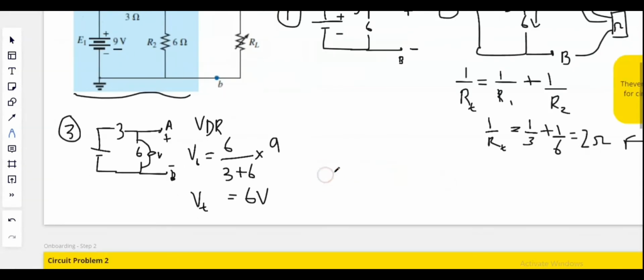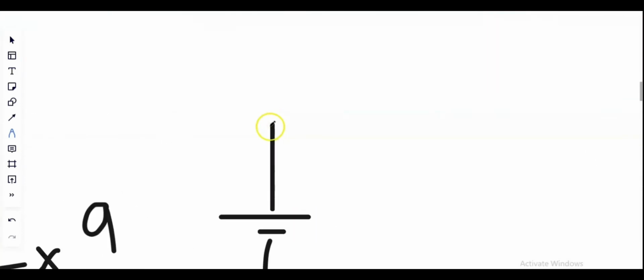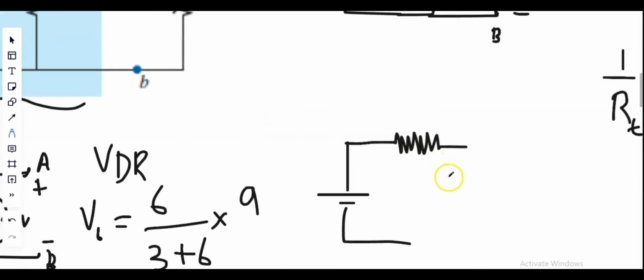Now we can redraw our circuit diagram. Our circuit diagram will look like this. Now let me draw the resistance. Oh, that wasn't too bad.